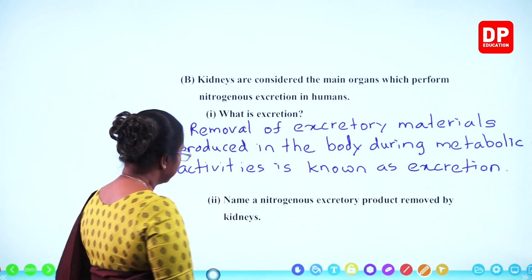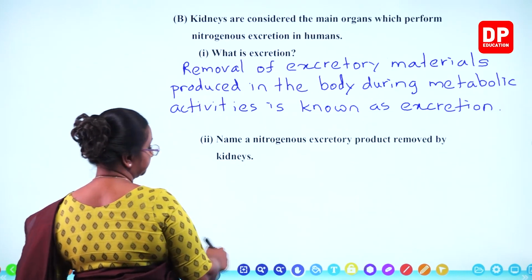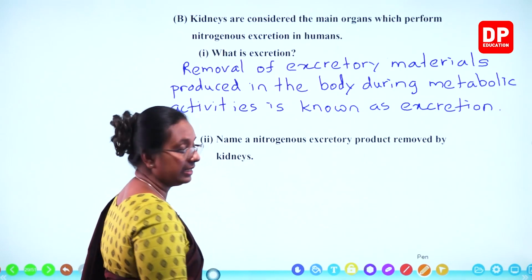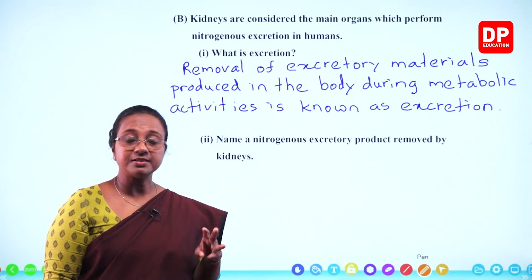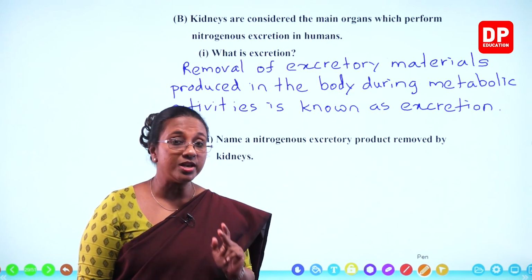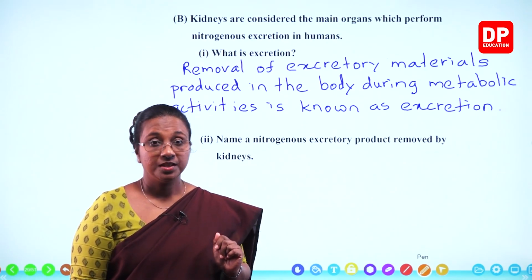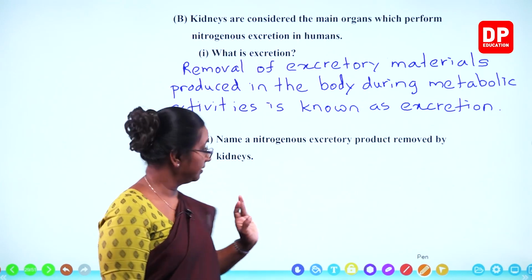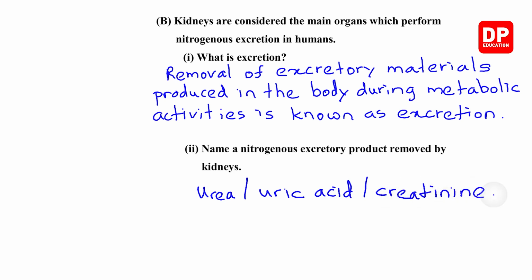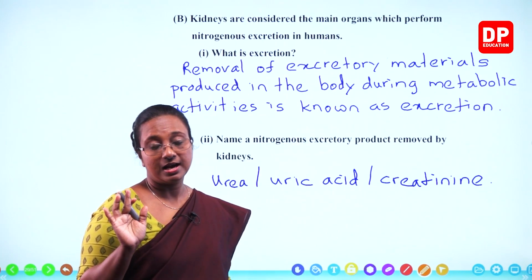Is that okay? Then the second part of the question, name a nitrogenous excretory product removed by kidneys. So, I told you all there are three products. The main ones are urea and uric acid. In addition to that, in urine, there is a small amount of creatinine as well. So, you can write any one of the three. I'll write all three: urea, uric acid and creatinine. So, you can write any one of the three answers.